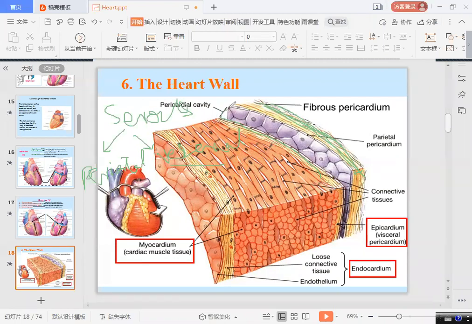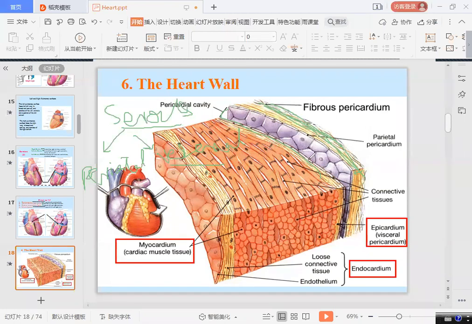And this pericardial cavity has pericardial fluid. Just wait, I will explain in more detail; I'm just giving you an overview of the structures. So the outermost is the fibrous pericardium. After this fibrous pericardium, we have the serous pericardium, and this serous pericardium is divided into two layers. One is parietal and one is visceral.